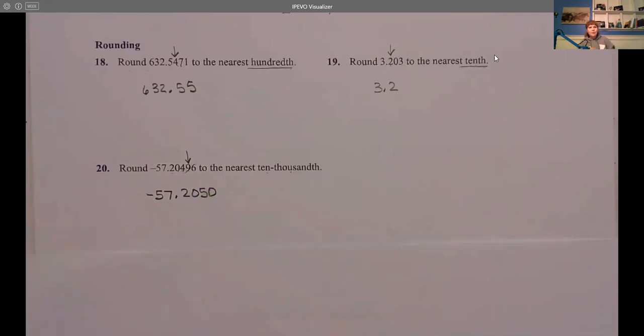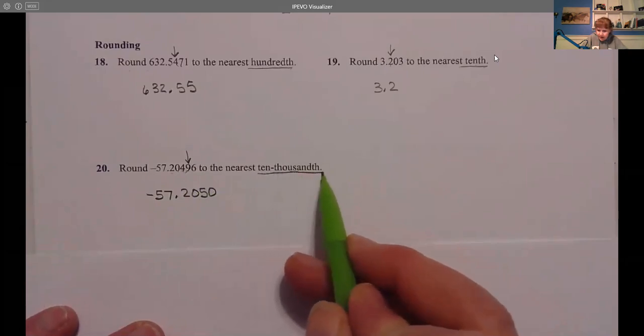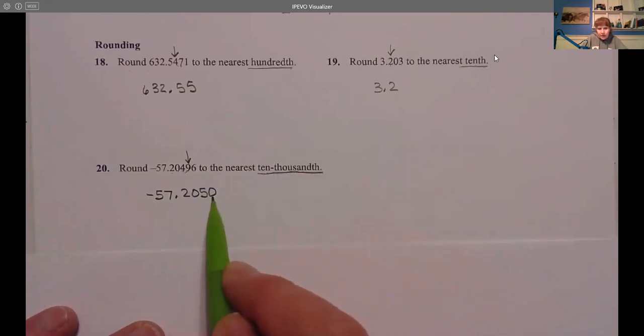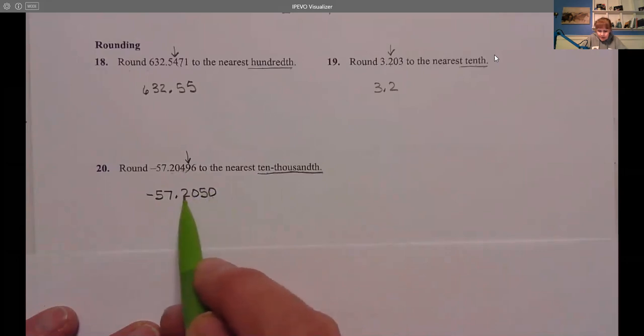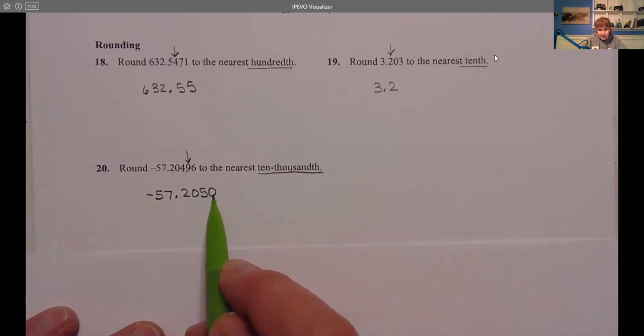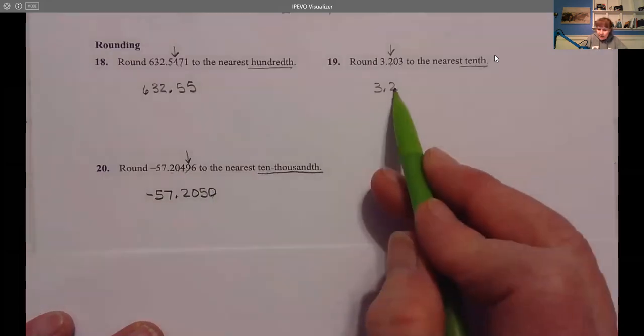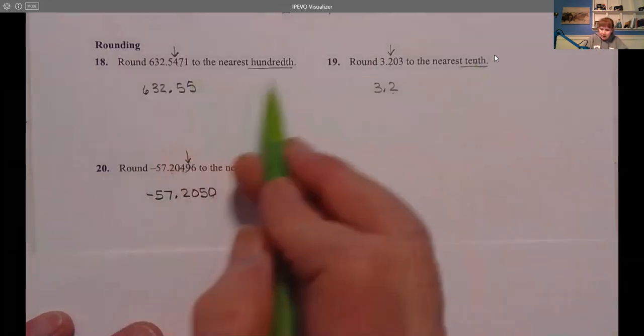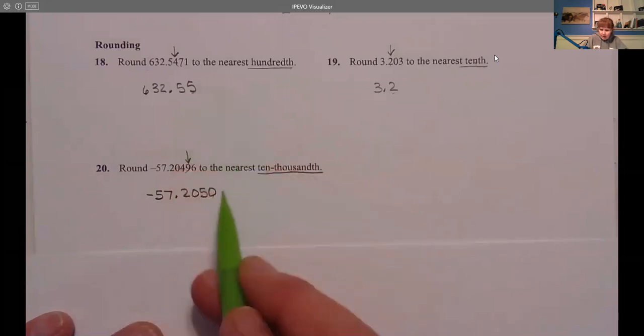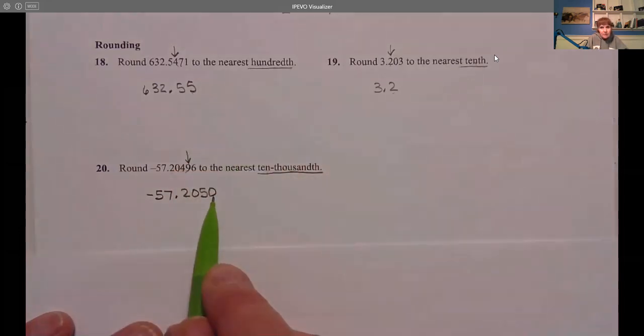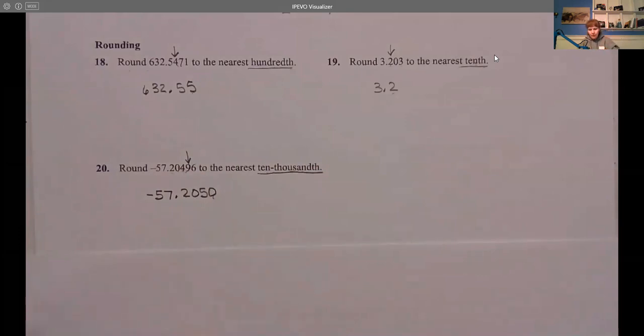Notice I put that 0 there because I wanted to round to the nearest 10,000th. So I wanted to make sure I went to the 10,000th: tenths, hundredths, thousandths, 10,000ths. So I did put that 0 because I wanted it to end there. Like on this one, we ended in the tenth spot. Here we ended in the hundredth spot. Well, here I ended in the 10,000th spot. All right. So again, that's just kind of a quick review of rounding.